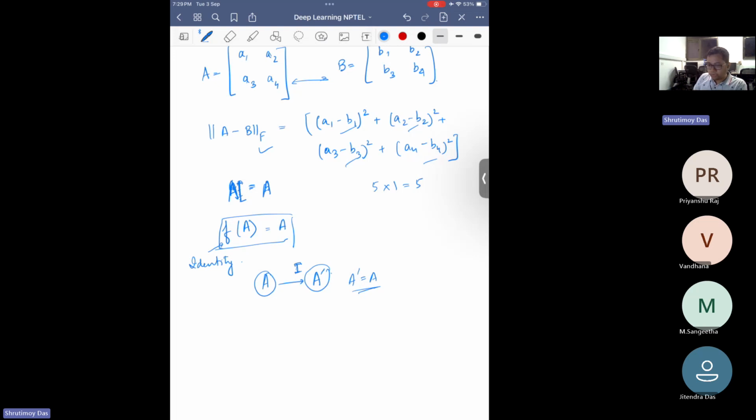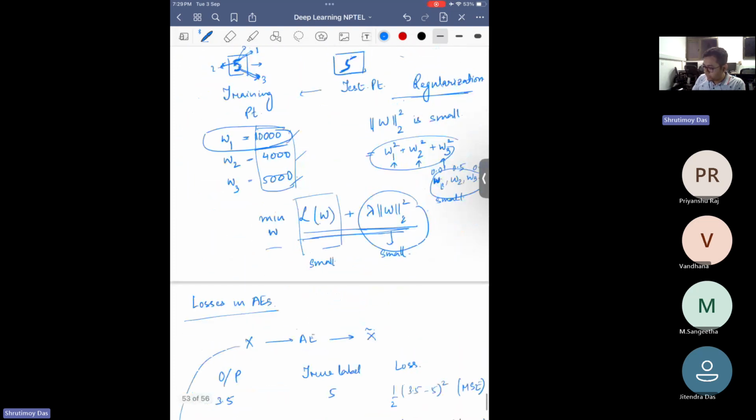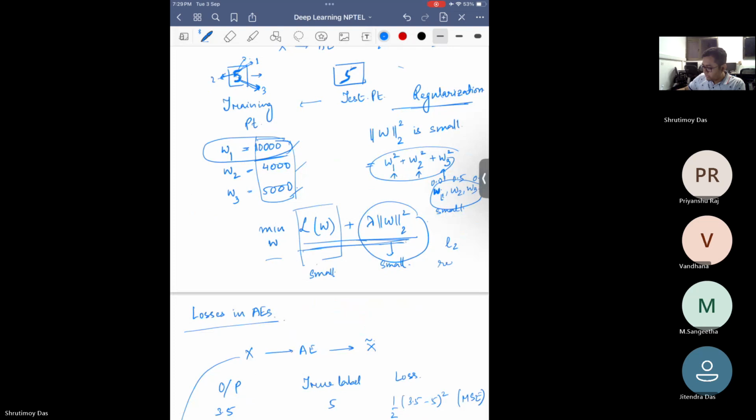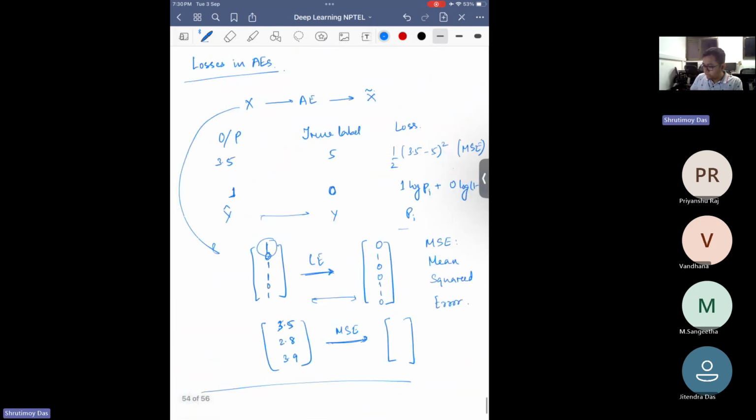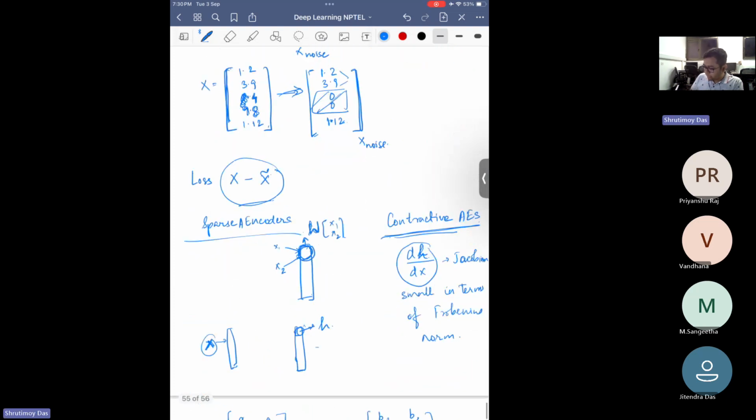So contractive AE is basically a sort of regularization, just like your sparse AE and just like the L2 regularization that we saw. They prevent memorizing the data. Here, with L2, what we saw was that it does not allow the weights to be very high. With the sparse autoencoder, it does not allow the neurons to be activated for a large number of inputs. It is only activated for a small number of inputs.